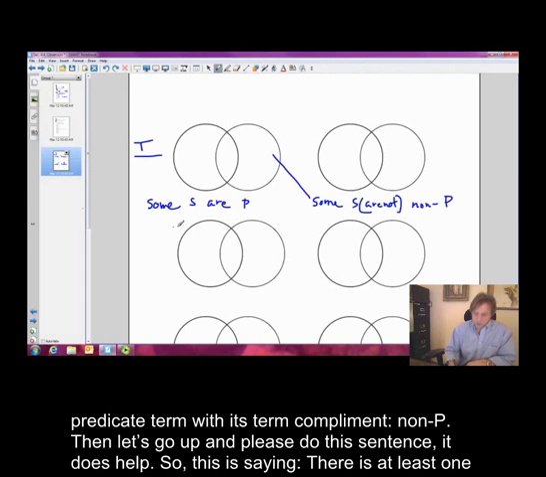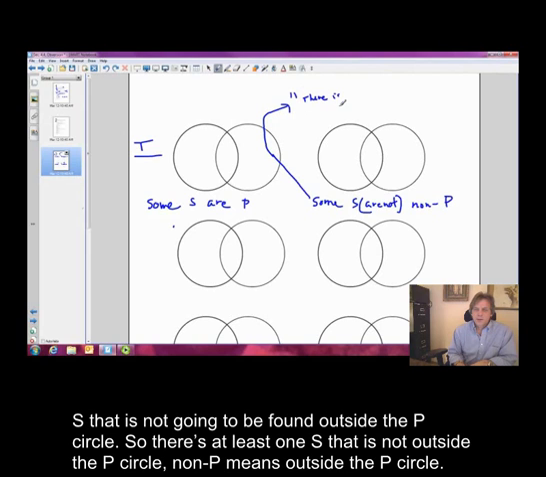Then let's go up and please do this sentence. It does help, okay? So this is saying there is at least one S that is not going to be found outside the P circle. Okay? So there is at least one S that is not outside the P circle.